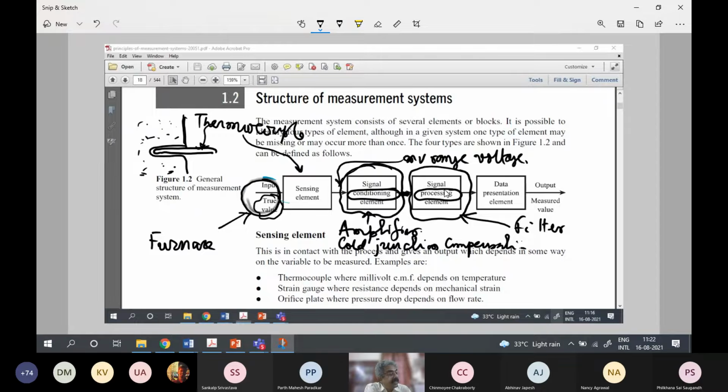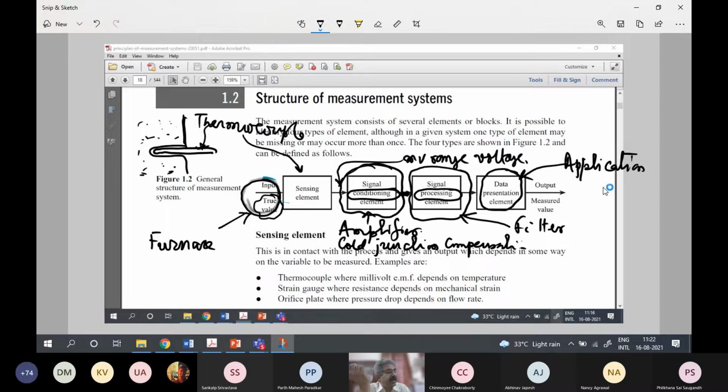So that is the signal processing element. When we say signal processing, we typically mean general purpose operations. When we say signal conditioning, we mean sensor specific circuitry. Then it may also involve some AD conversion, etc. And then finally, here it is written as data presentation. I would like to use the word application.